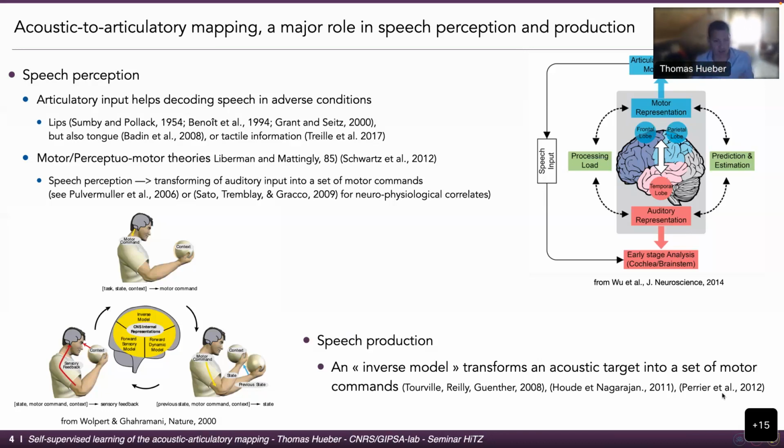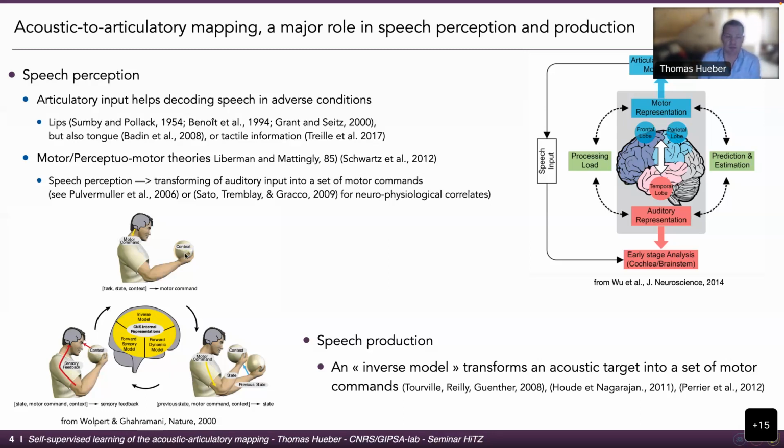So to understand what this inverse model is about, we can also look at other models of motor control, not speech, but any kind of motor control, especially this very general model by Wolpert and Ghahramani. You can see in this figure, for instance, that this person wants to execute a movement, and the goal is a visual goal. He wants to bring this ball closer to his head. To do that, he has to transform this perceptual objective into a set of motor commands.